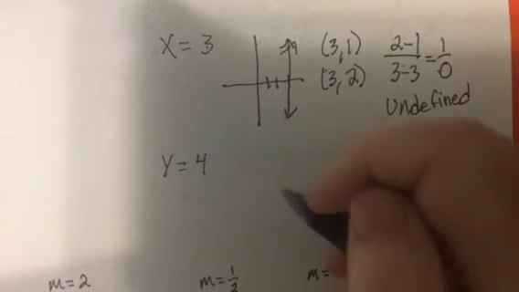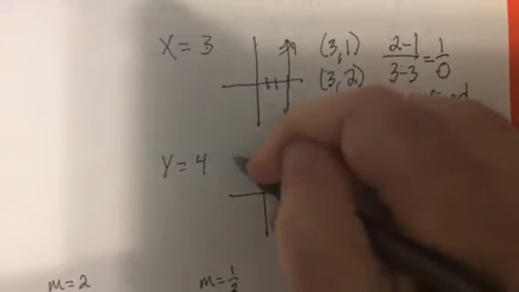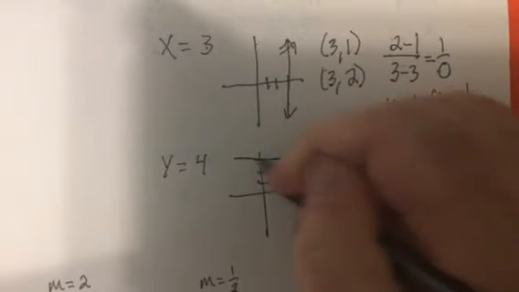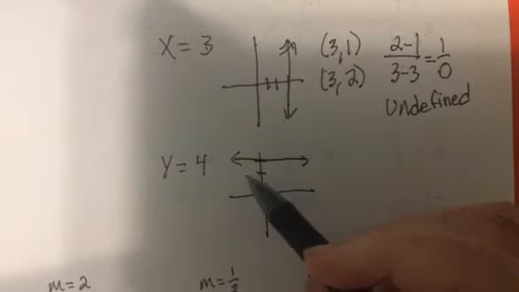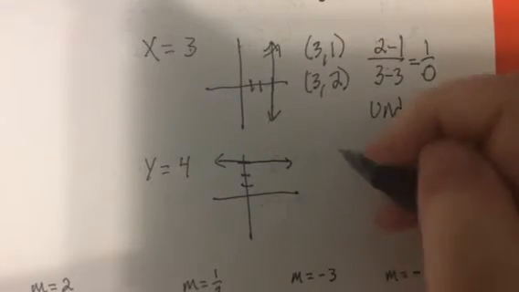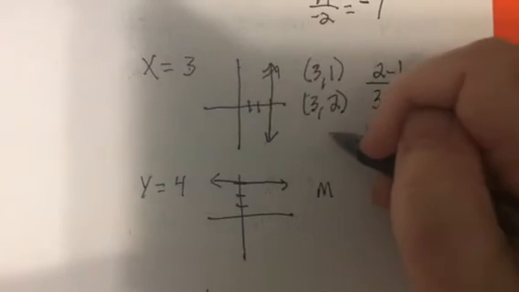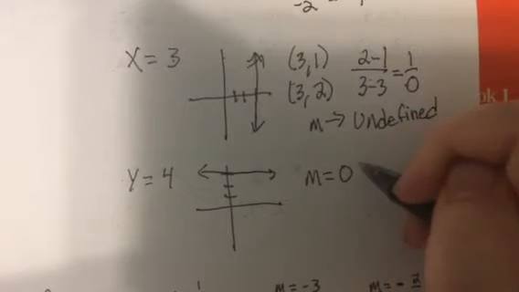Now y equals a number. Now remember y equals a number. That's a horizontal line. It's going straight left and right. So it's not going up and down any. Well, 0's on top then with movement on the bottom. So that means the slope, oops, I didn't put slope, but that slope would be 0.